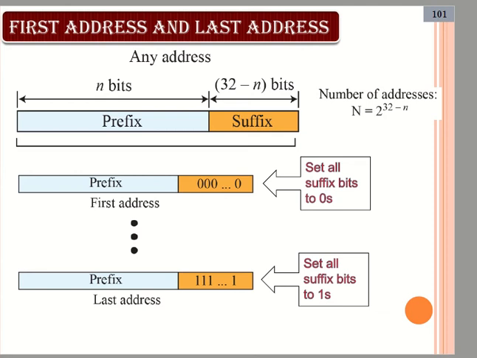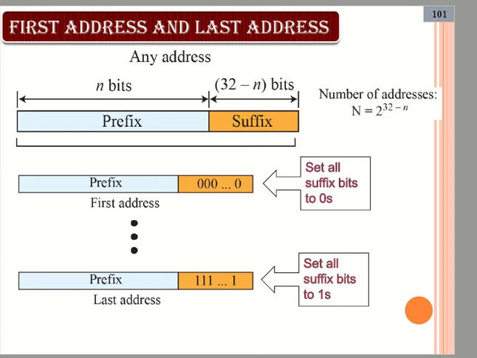Whenever one of the addresses is given in the form address/n, which represents the prefix, that is the address of the network, then for the remaining 32 minus n bits, you have to make those bits zero to get the first address.